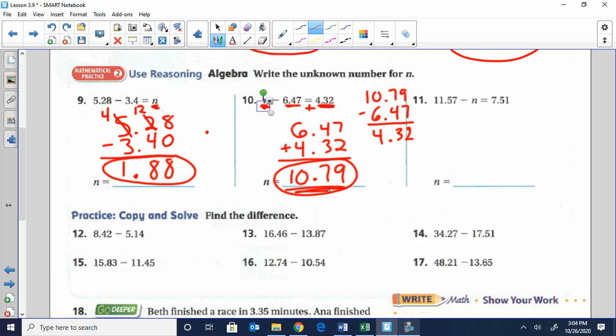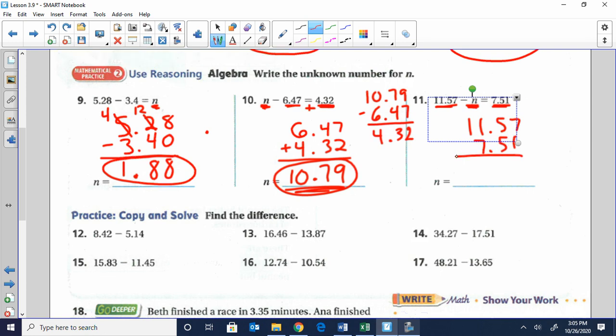On number 11, we are missing the number that we subtract from 11 and 57 hundredths to get our difference of 7 and 51 hundredths. If we're missing the number that we subtract, we're actually going to do another subtraction problem, but we're going to subtract the 11 and 57 hundredths minus the 7 and 51 hundredths. So 11 and 57 hundredths minus 7 and 51 hundredths.